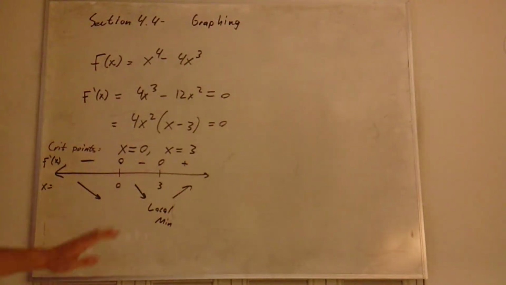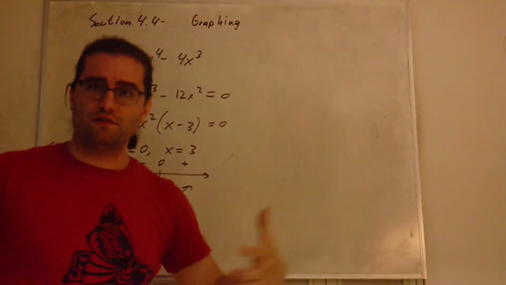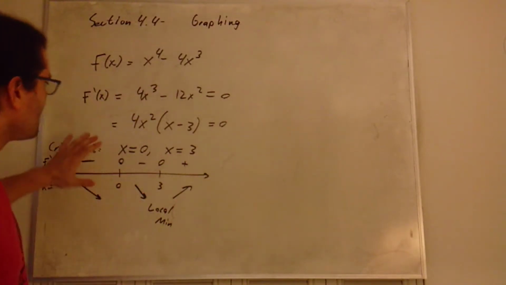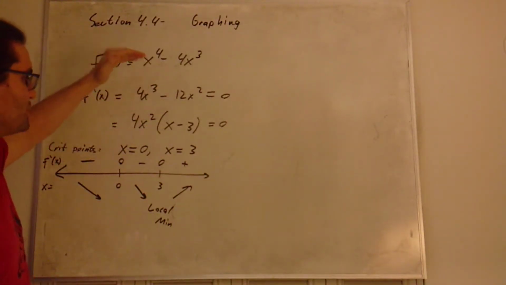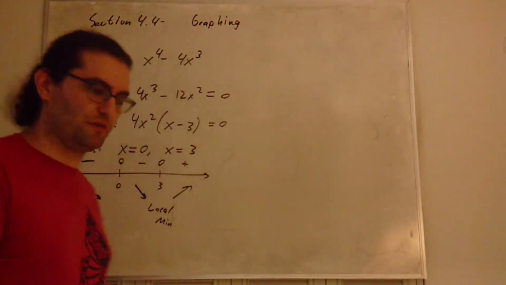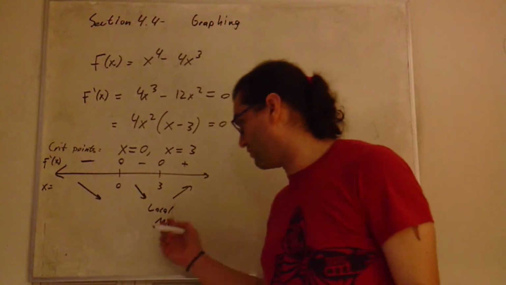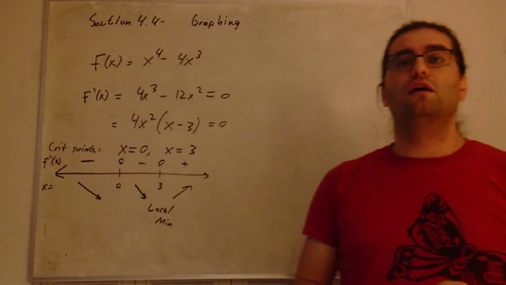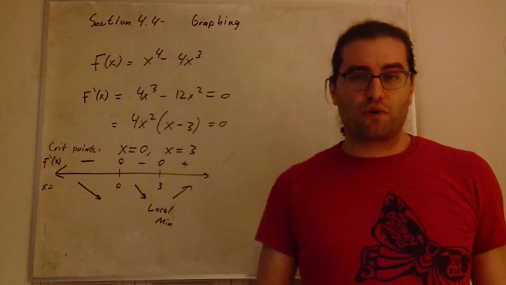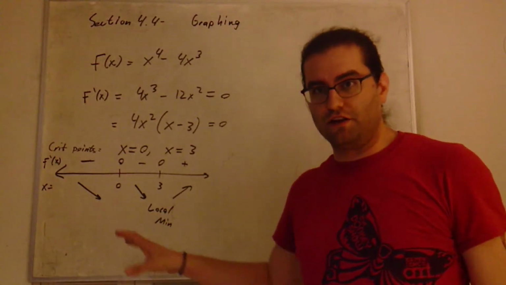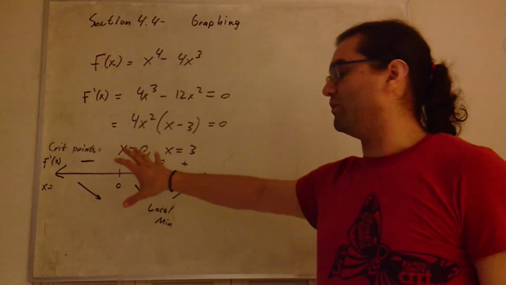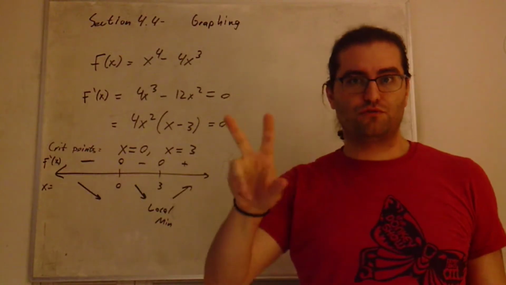If we were doing this as a 4.3 problem, we would be finished. This would be the end of the 4.3 problem, because we've identified all the local extrema. But because this is a 4.4 question, and we're going to graph it, instead of ending here we need to do 2 quick extra steps.